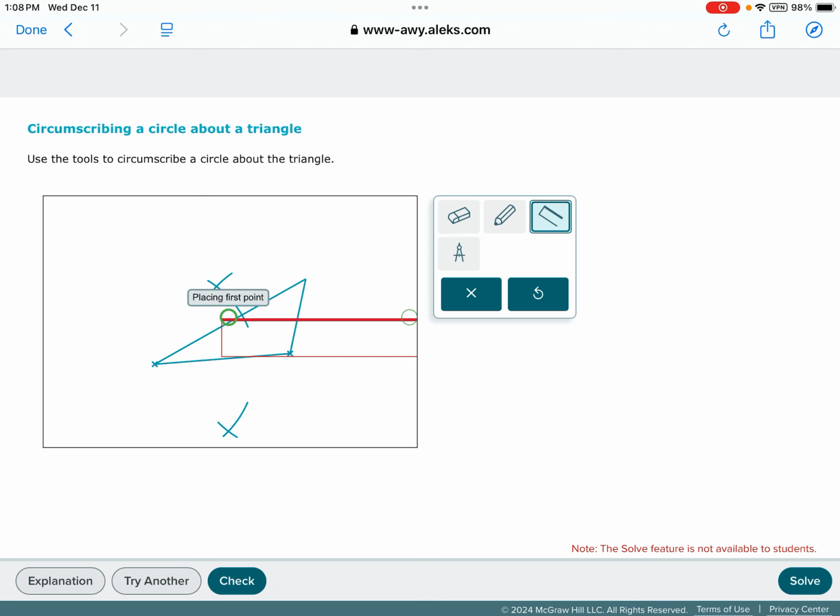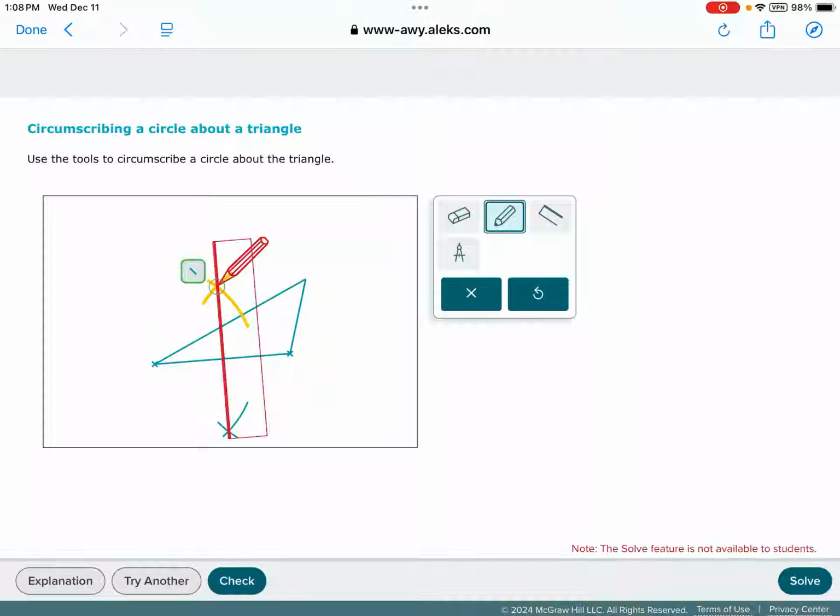Now we're going to grab our ruler. What we're doing with this ruler is setting it between those. When we connect these, we're actually making a perpendicular bisector. And that will create the exact midpoint between those two points on the line that we have.